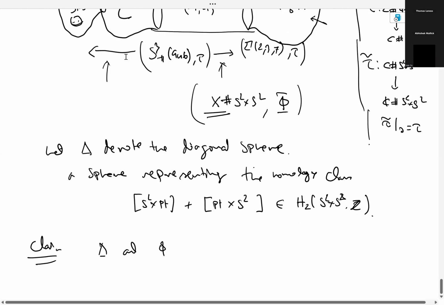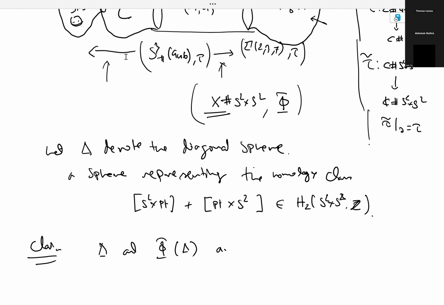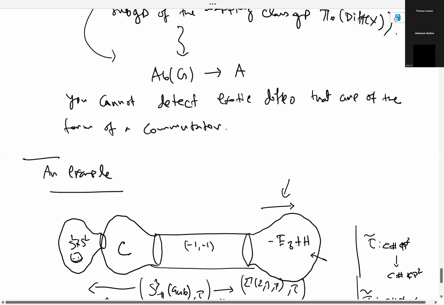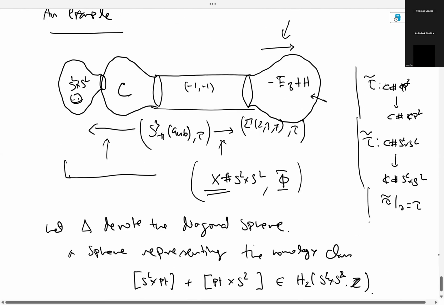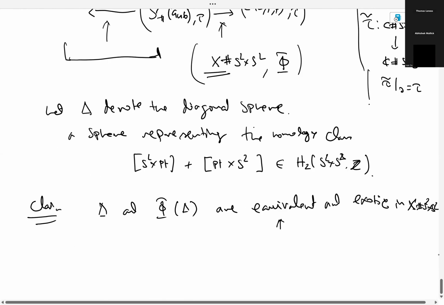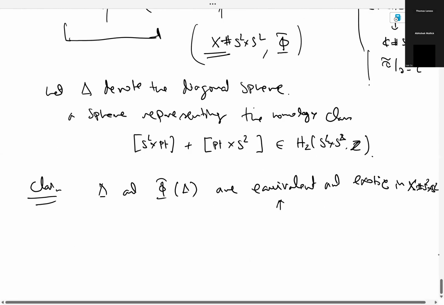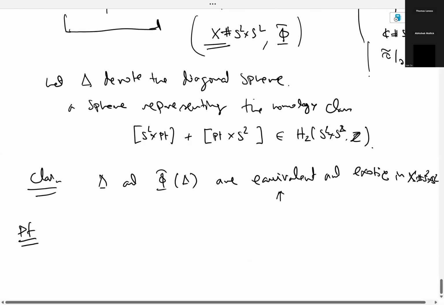And the claim is that delta and phi delta are equivalent and exotic in X connect sum S2 times S2. In fact, they are equivalent and exotic in the part with the real boundary, hence they're exotic in X connect sum S2 times S2. The fact that they're equivalent is obvious because they're related by a diffeomorphism. Why are they exotic? Let me now sketch the proof. Why should this fact be true?